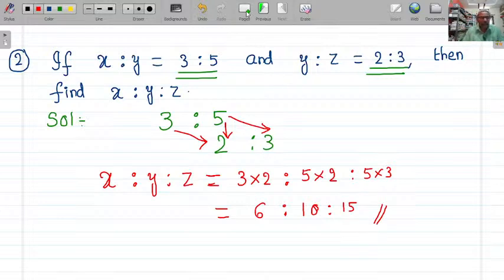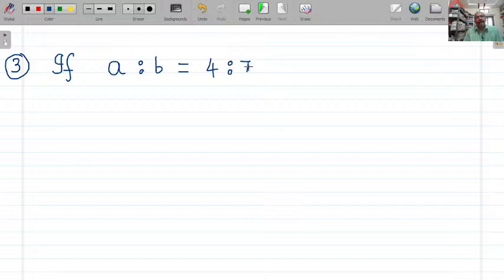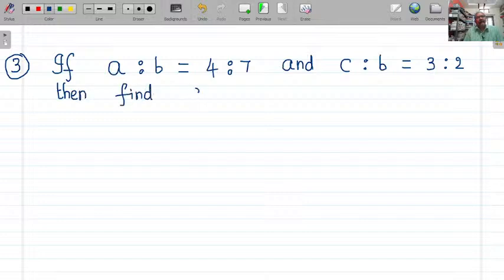Okay, let us move to the third question. If A is to B equals 4 is to 7 and C is to B equals 3 is to 2, then find A is to B is to C. Okay, can you find it out?